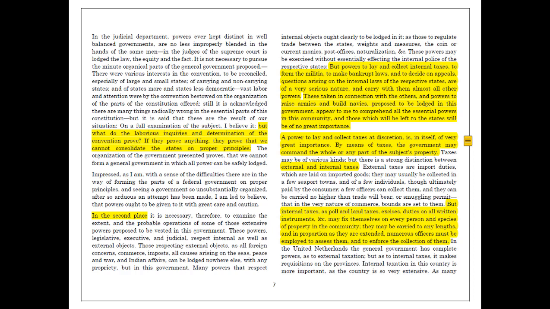So there is a kind of natural curb or parameter to external taxes to the extent that they are primarily applied to trade and commerce. But there are no limits to internal taxes. Why? Because they affix themselves on every person and species of property in the community. What Smith is describing here is this power of direct taxation.